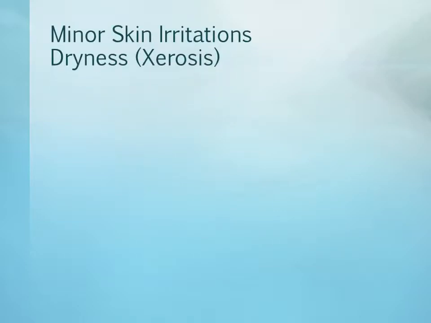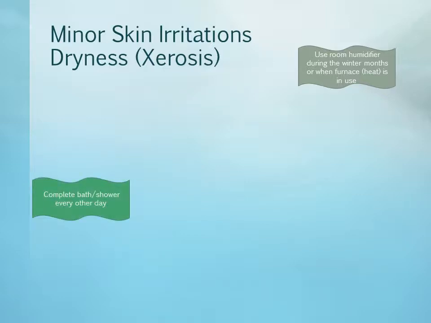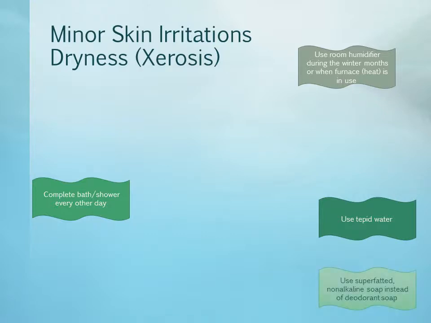Ways to avoid xerosis are to use a room humidifier during the winter months or when the furnace or heat is in use. Complete your bath or shower every other day. Use tepid water. You can also use superfatted, non-alkaline soap instead of deodorant soap. Be sure to instruct patients to rinse the soap thoroughly.